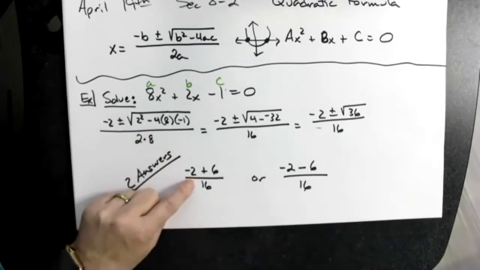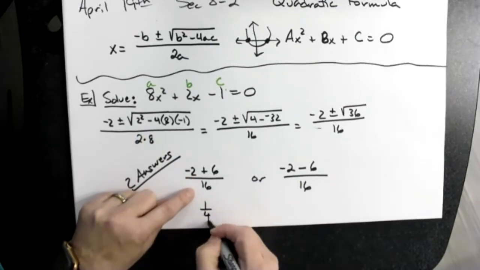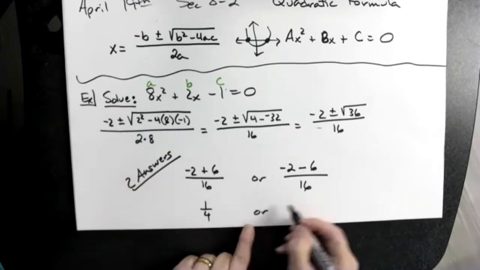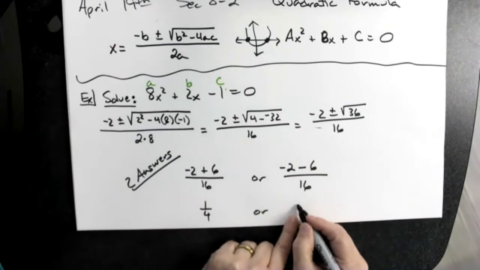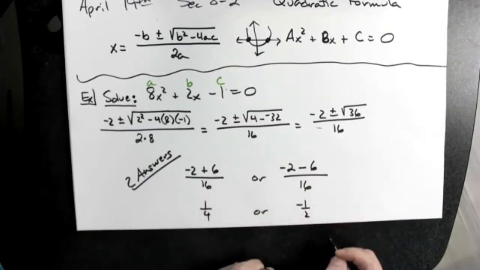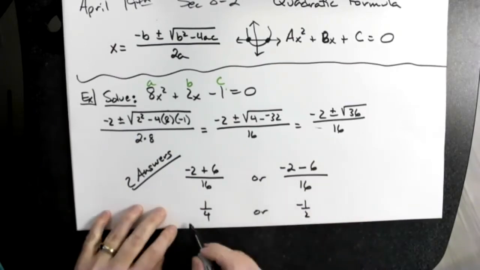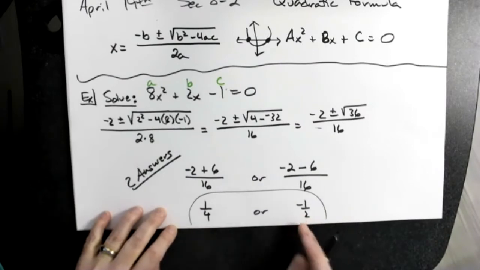This one would be 4 over 16, or 1/4. This one right here is going to be what? -8 on top over 16, reduced to the lowest terms, -1/2. All right, so this one turned out nice. We've got two nice little answers right there. When you're in high school, you probably stopped right there.